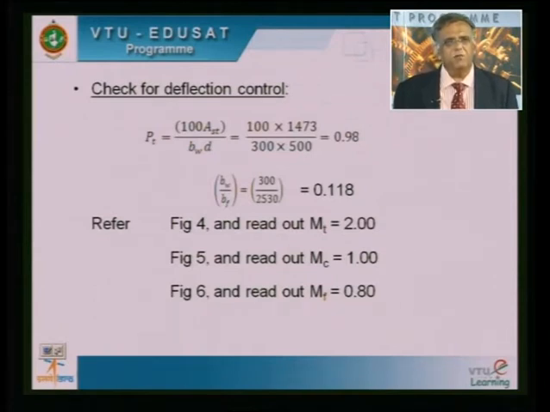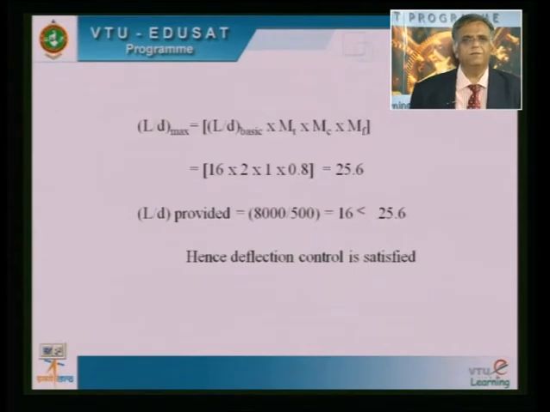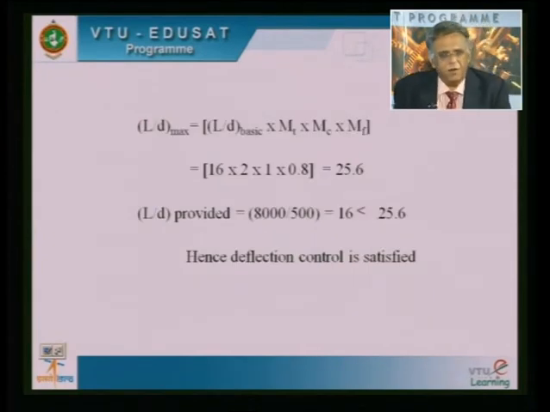What is the value of BW? It is 300 mm. The value of BF is 2530. So the ratio is 0.118. For this ratio of BW by BF equal to 0.118, referring to figure 6, you are going to get the value of MF. Hope everyone has substituted this.